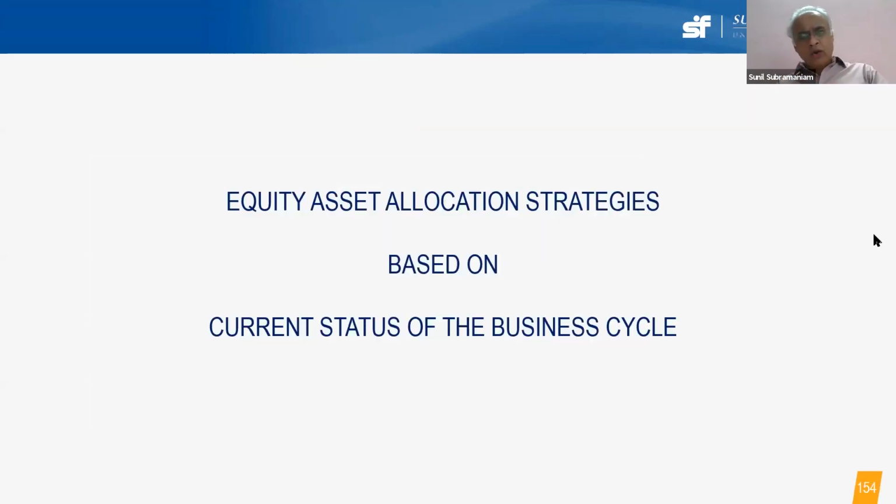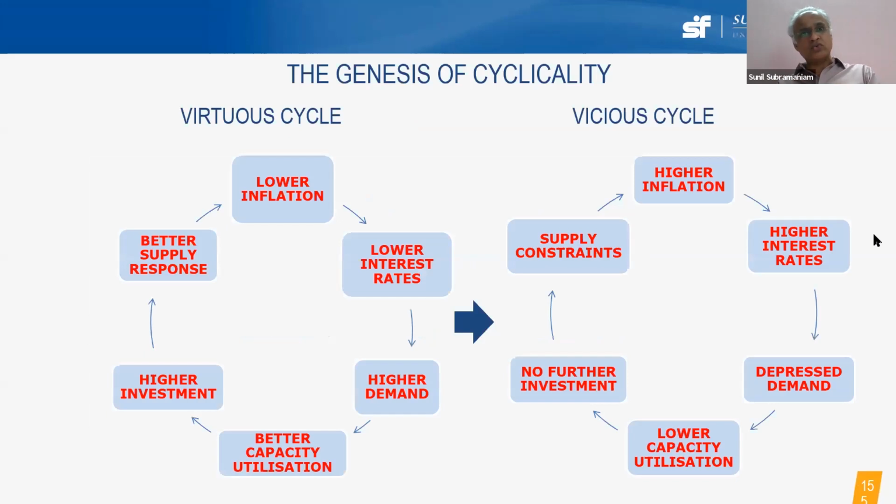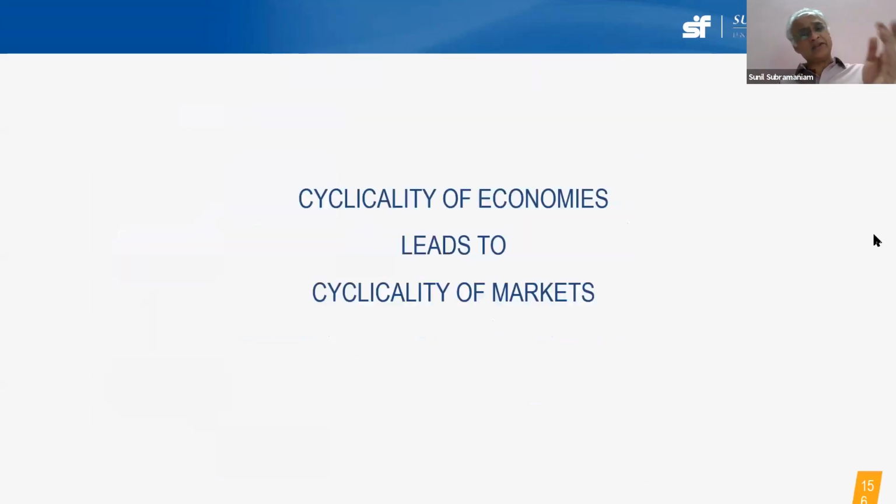So how do you then go about looking at your equity allocation? You've got to understand where we are in the business cycle. Economies go through very good virtuous cycles and very bad vicious cycles. As you all know, right now, with the depressed demand, low capacity utilization, and no capex taking place, we are in the throes of a vicious cycle. So what does this cyclicality tell you? The economic cyclicality leads to cyclicality of the stock markets too.